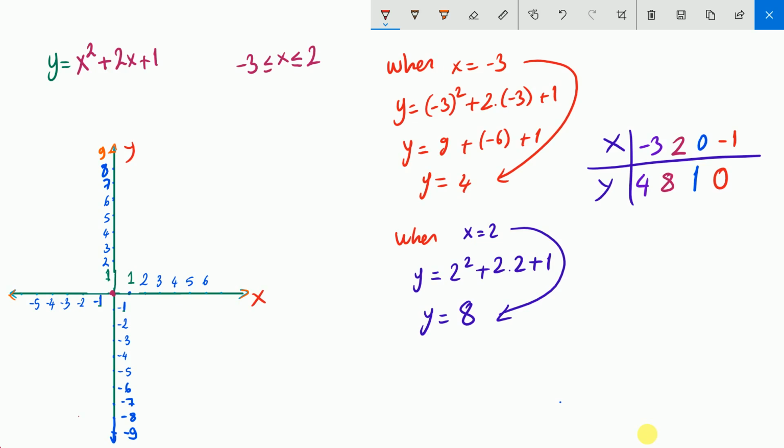What about when x is 1? Yes, when x is 1, y will be 4, of course. Now I'm going to rewrite the points. My points were -3 and 4 first, second 2 and 8, 0 and 1, -1 and 0, and the last one 1 and 4. I'm going to plot these points on this coordinate plane.